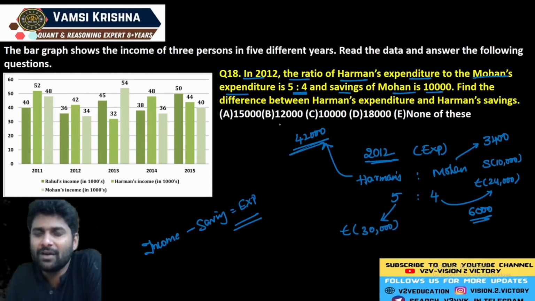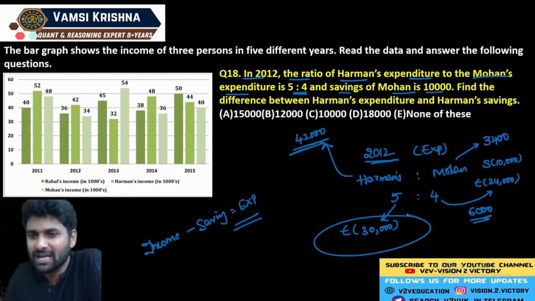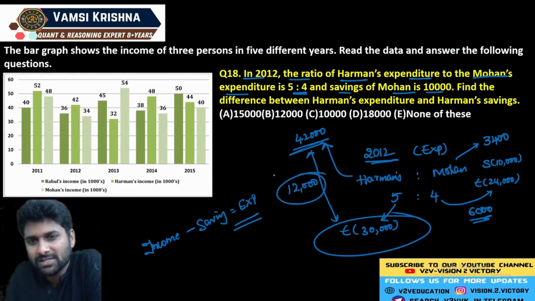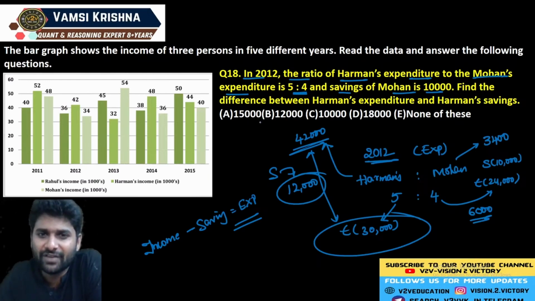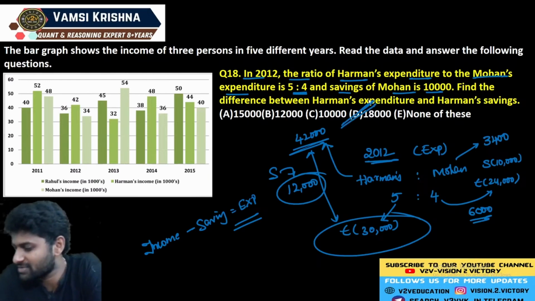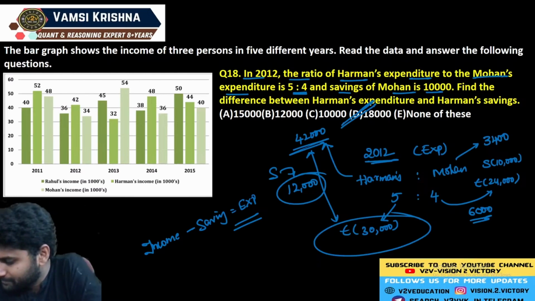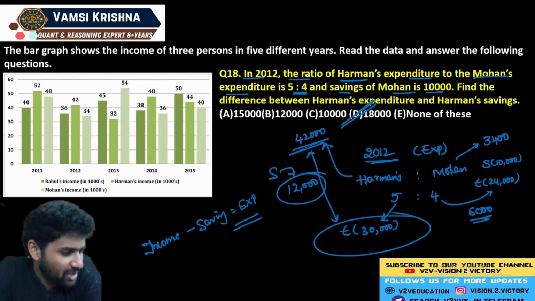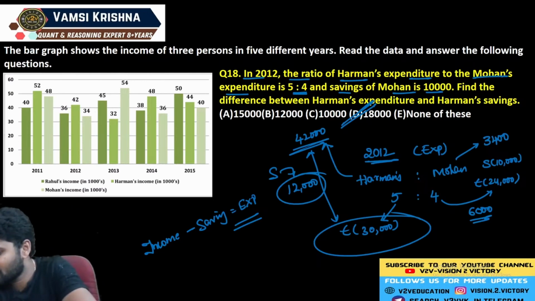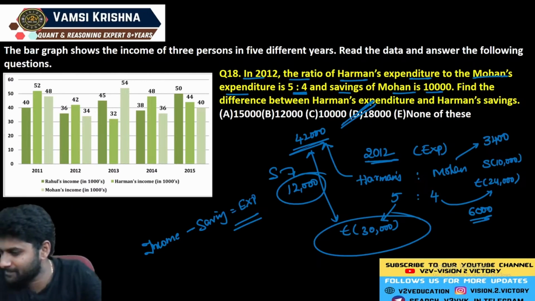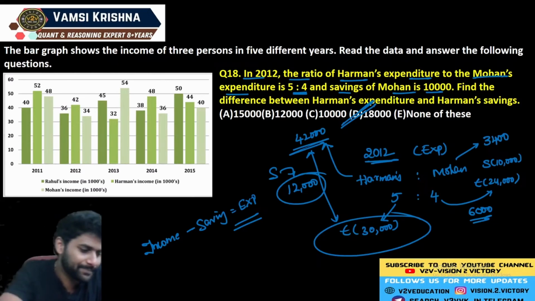Okay, we'll get the data. Find the difference between Harman's expenditure and Harman's savings. Harman's expenditure is 30,000. So what about Harman's savings here? The difference of 42,000 and 30,000 is 12,000. So Harman's savings is 12,000, and the difference with the expenditure of 30,000 is 18,000. Hope it's clear how I am taking the data. Are you clear with the data, guys? Data retrieving.